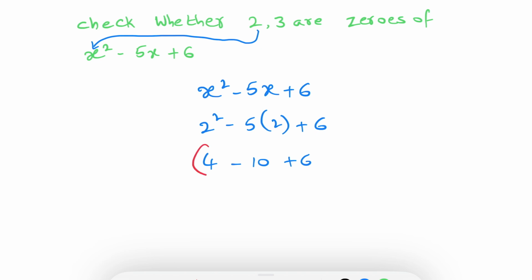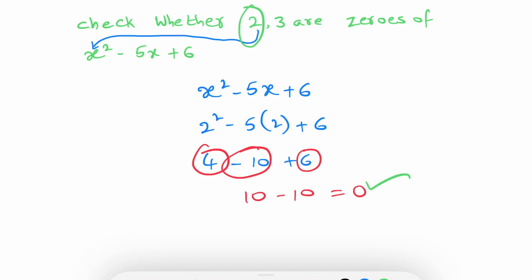Now here 4 plus 6 is 10. And this minus 10 as it is. So 10 minus 10 is 0. If our final answer is 0, then we can say that this 2 is a zero of the given polynomial. Now moving to the next number, that is 3.